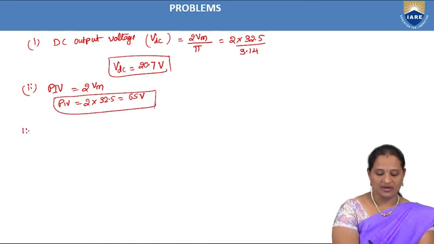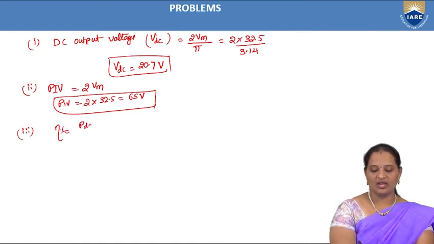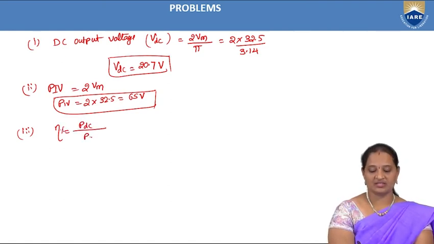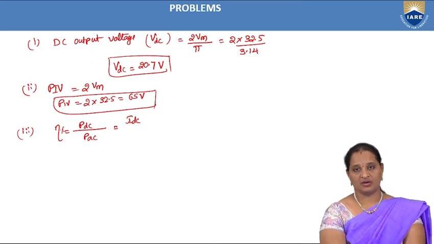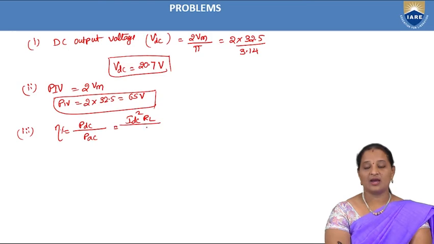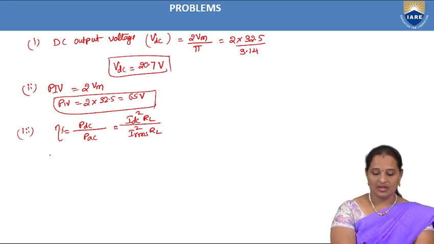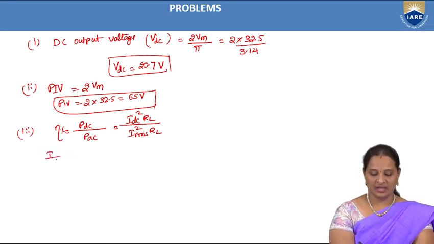Next, the third one, we need to find the rectifier efficiency, in terms of percentage. So we already know that efficiency is defined as the ratio of DC power delivered to the load divided by the AC power from the transformer secondary winding. PDC can be calculated as IDC square into RL, and PAC can be calculated as IRMS square into RL. So before finding PDC and PAC, we have to find IDC.